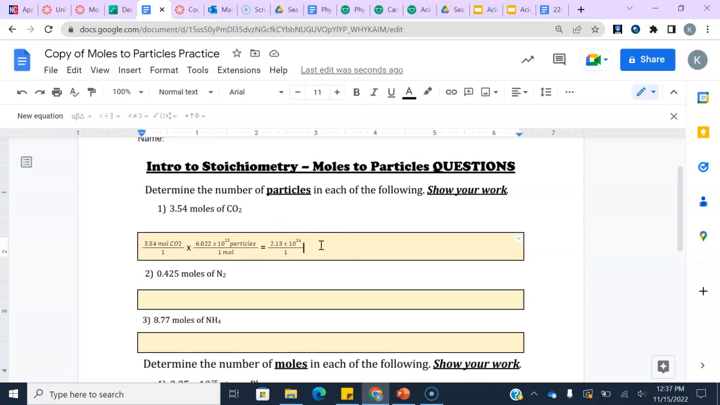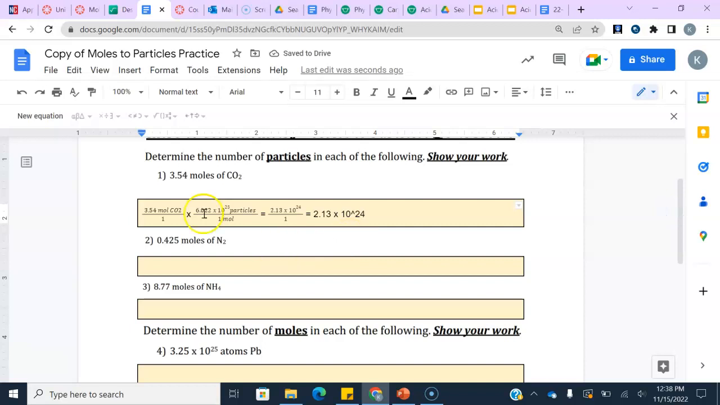Okay, now if you had another number other than 1 here, you would have to divide, but since it's all divided by 1, our final answer is just going to be that 2.13 times 10 to the 24th. Okay, and that is your answer for number 1. And if it helps, you can write this on a separate sheet and then type it in.